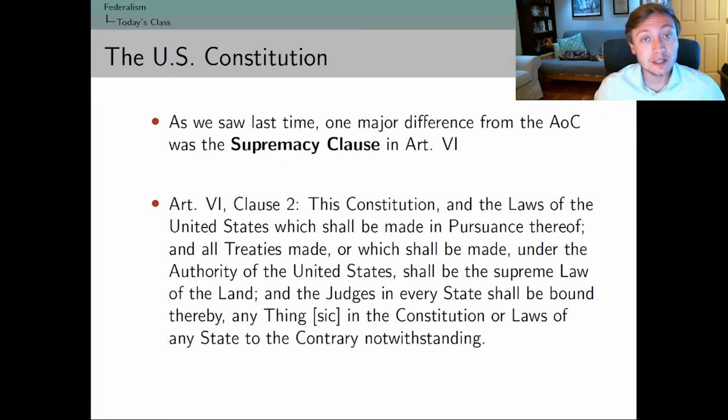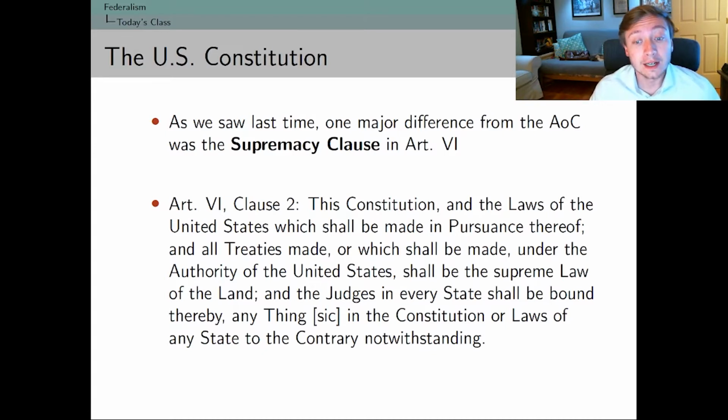And anything in the Constitution or laws of any state to the contrary notwithstanding. That last piece is a really important piece of this Supremacy Clause, because it says, essentially, that anything in the Constitution or laws of your state does not matter as long as there is a law at the federal level that supersedes it or contradicts it.